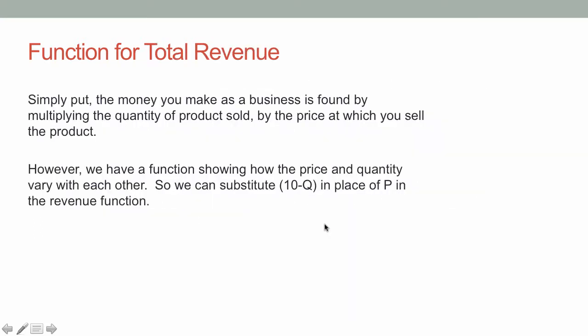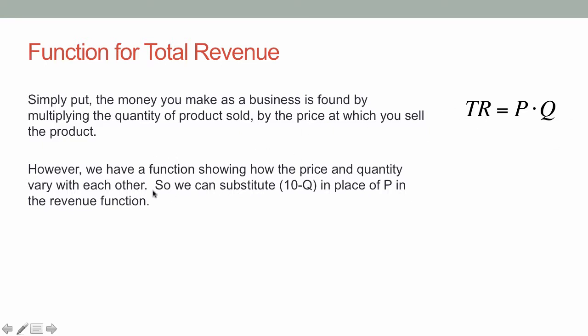Let's now get into the total revenue. How much do I make when I sell my items? So simply put, the money you make as a business is found by multiplying the quantity of products sold by the price at which you sell the product. So we have a function showing how the price, there we go. There's total revenue equals the price times how much I sell. If I sell 1,000 things at $1, my revenue is going to be $1,000.